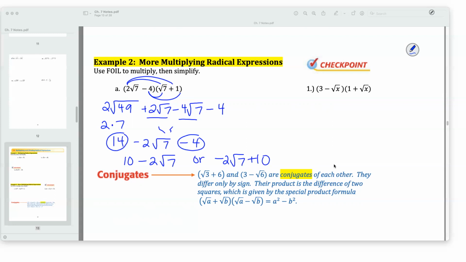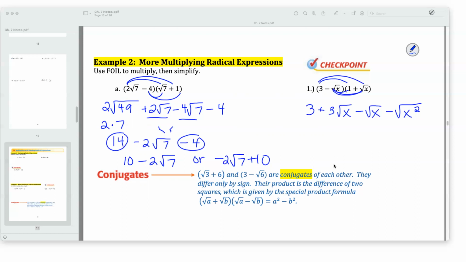All right, to go over the checkpoint, first we're going to multiply 3 times 1, that's 3. 3 times square root of x is 3 times the square root of x. Negative, oops, I should do this one first. Negative square root of x times 1 is negative square root of x. And then negative square root of x times the square root of x, that's going to be negative square root of x squared. I'm going to simplify in the end.